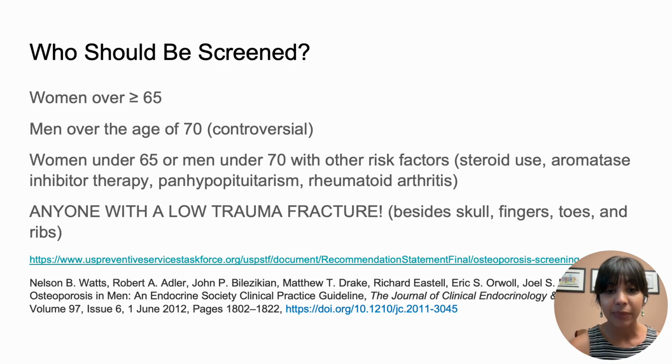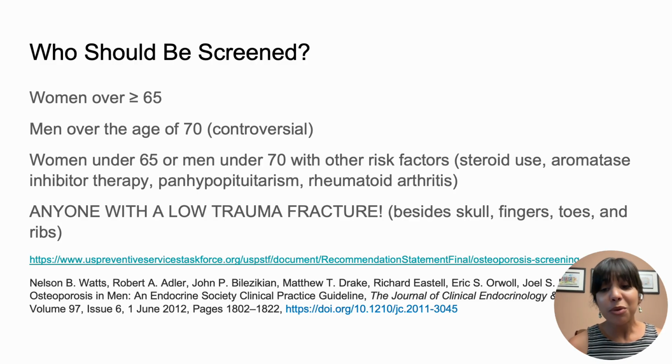So who should be screened? This is a little bit controversial based on what guidelines you're going off of, but overall, women 65 and older should be screened for osteoporosis. For men over the age of 70, this is a little bit controversial because some guidelines don't really specify a threshold for screening for men, but it is recommended in some of the endocrinological guidelines to consider men 70 or older, or, as I'll say in the next point, women under 65 or men under 70 with other risk factors, including steroid use, use of aromatase inhibitors, rheumatoid arthritis, etc.